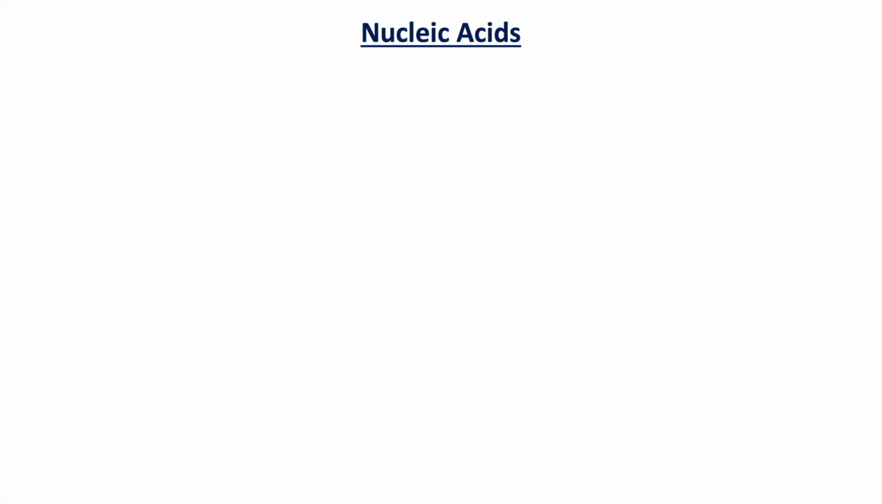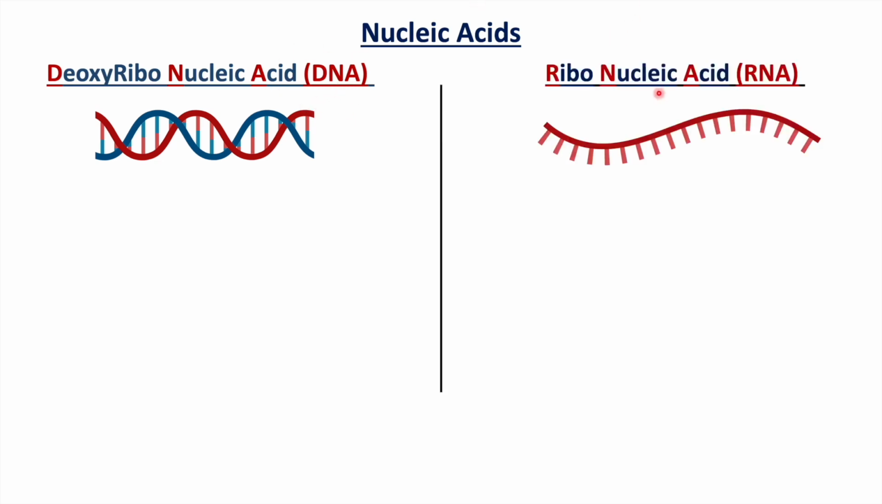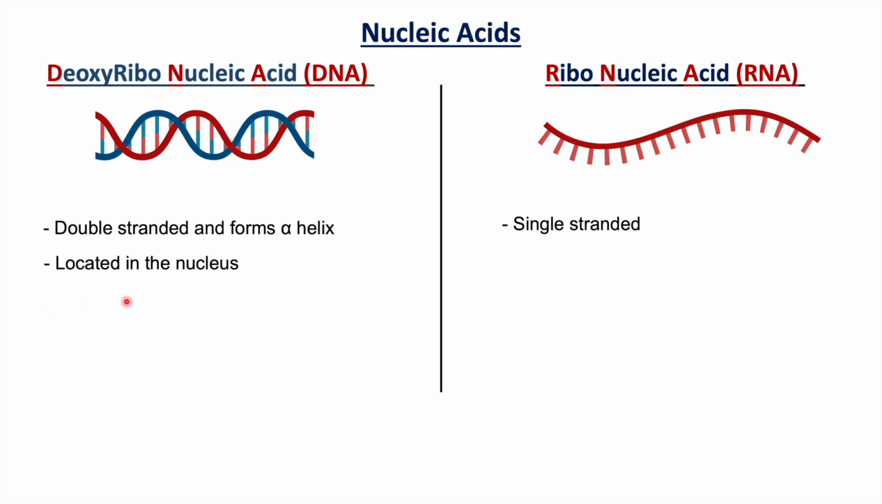So today I'm going to talk about nucleic acids, nucleosides, and nucleotides. Nucleic acids, which you have already heard about, are basically of two types. One is called deoxyribonucleic acid, that is DNA, and the second is ribonucleic acid, which is called RNA. DNA is a double-stranded molecule which forms an alpha helix, whereas RNA is a single-stranded molecule.